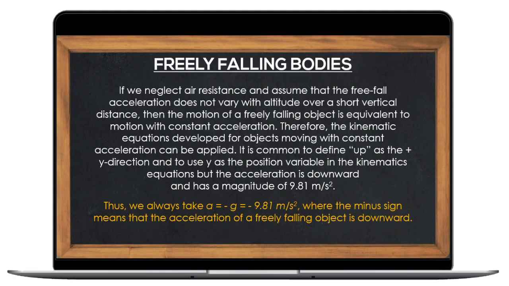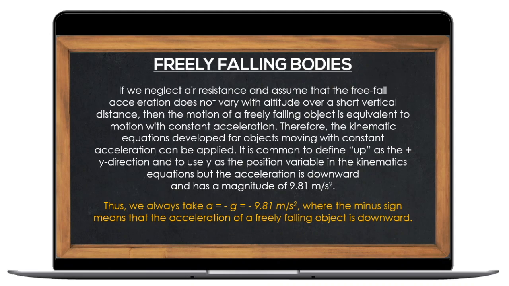Therefore, the kinematic equations developed for objects moving with constant acceleration can be applied. The formulas we will use here are similar to the kinematic equations we have when considering motion along the horizontal. It is common to define up as the positive y direction and to use y as the position variable in the kinematic equations. But the acceleration is downward and has a magnitude of 9.81 meters per second squared, considering that the system is in metric.